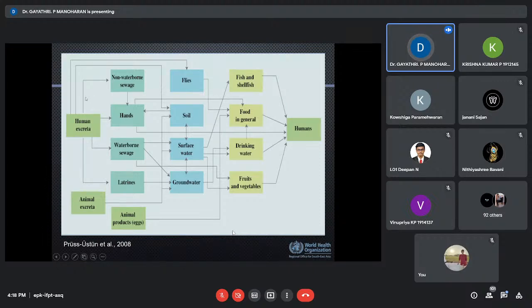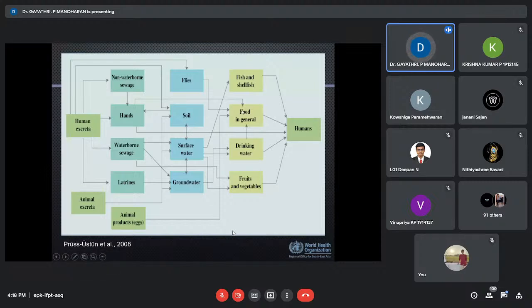From human excreta, there may be flies on the excreta, which can take these organisms to food material that is in open condition. From human excreta it also goes to soil, that is an open toilet area, and then to surface water and groundwater.